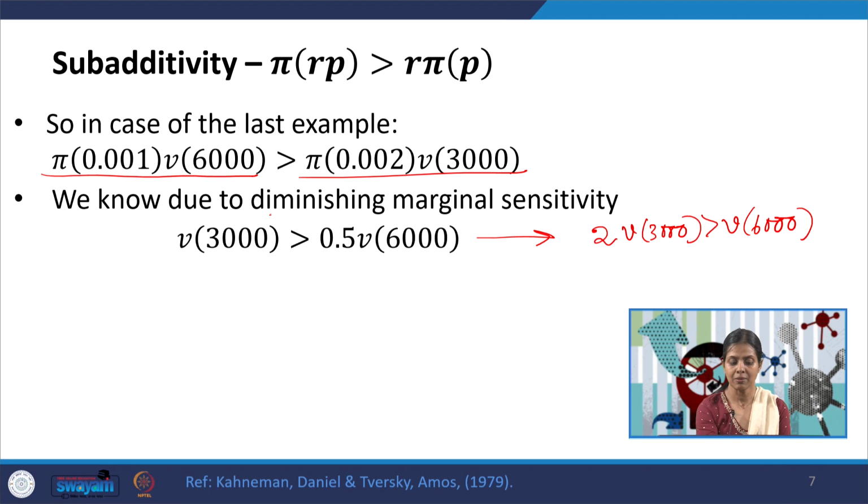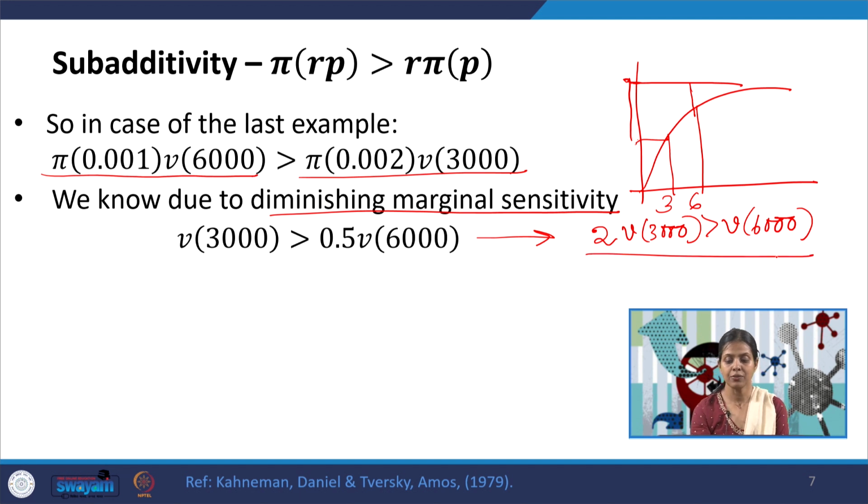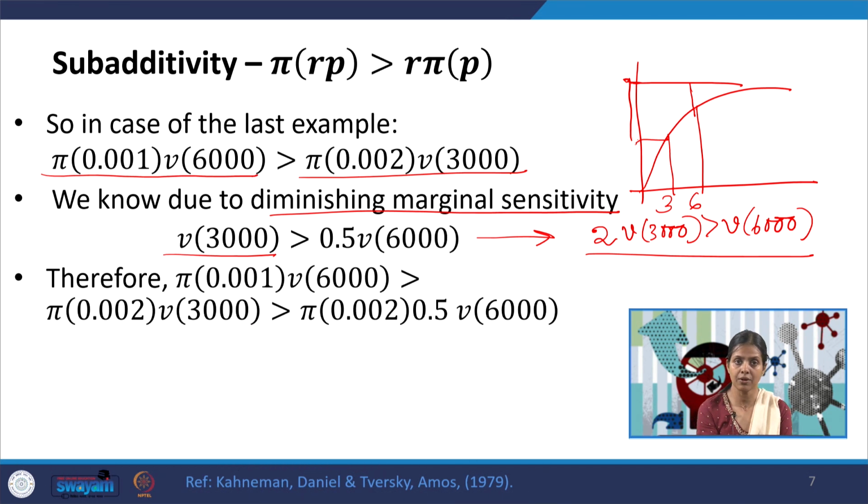Now, what diminishing marginal sensitivity implies is broadly the fact that the utility function is a concave function, and we have already discussed this. Suppose this is 3000 and this is 6000. Now, 3000 and then 3000 would be somewhere here, but 6000 is lower than that, right. So, concavity implies that 2 V(3000) is greater than V(6000), alternatively we can write it as V(3000) greater than 0.5 V(6000). Therefore, I simply incorporate this V(3000) value into this expression.